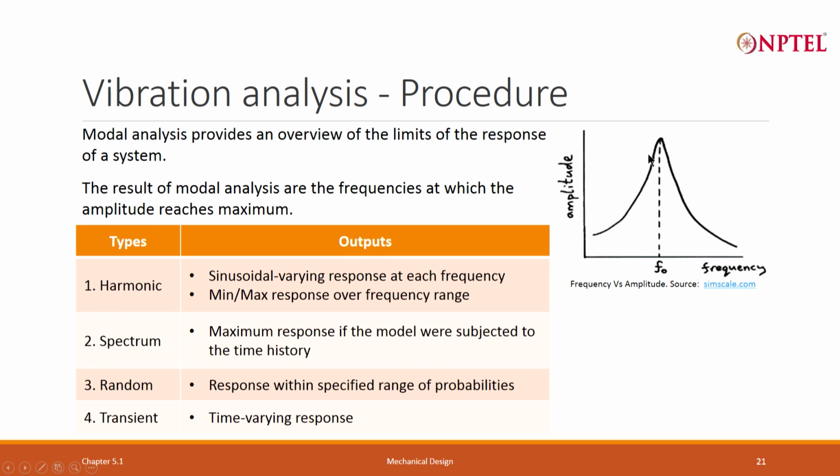Now, we have talked about harmonic, spectrum, random and transient. In harmonic vibration, it is basically the same sinusoidal function running continuously. So, my force is changing continuously, but it is the same. In one cycle, if you see, it is the same. So, we also say it is a steady state vibration analysis. If my frequency is not changing, my amplitude is not changing, we can still consider it as a steady state condition.